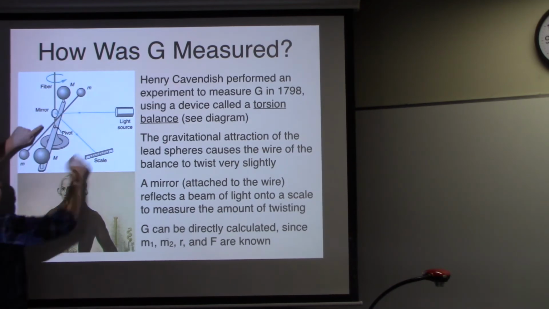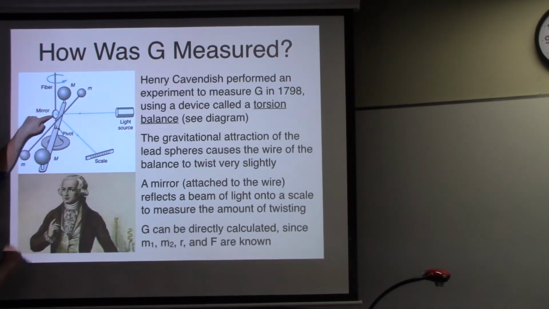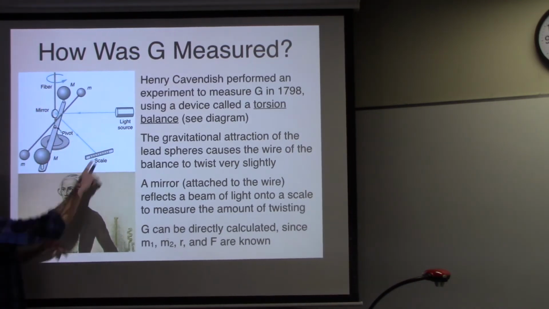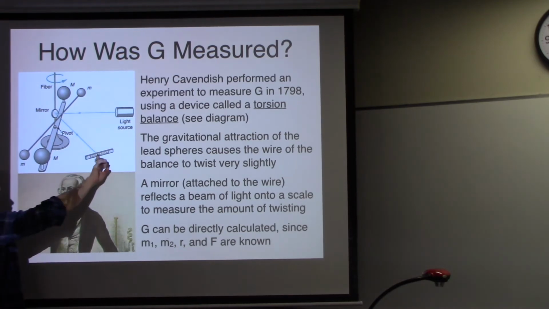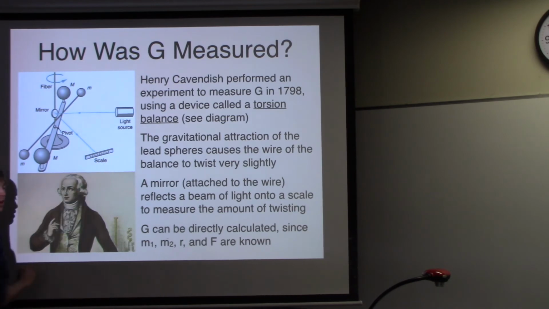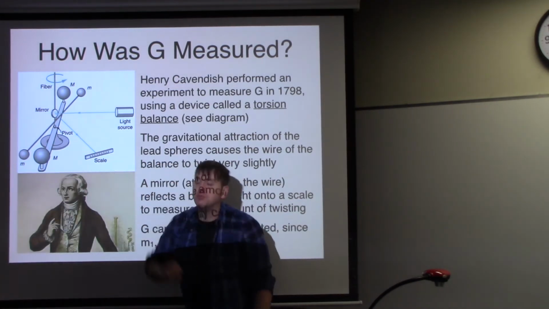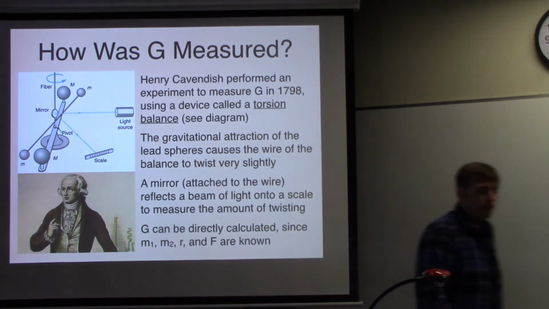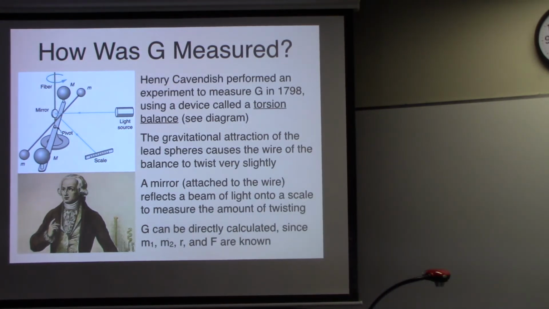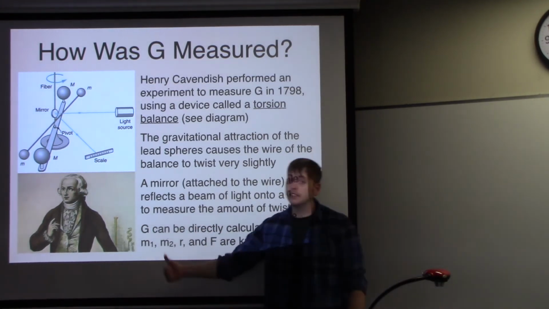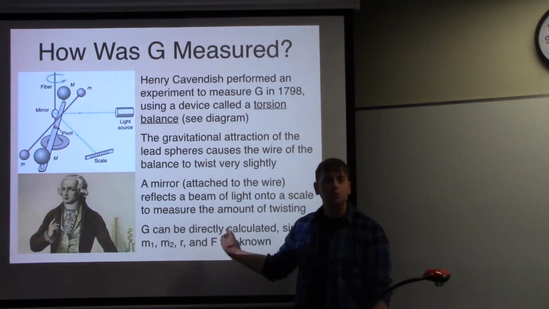So basically, if the light source comes in and the wire twists, then it's going to reflect off the mirror. This light is going to reflect off the mirror in a slightly different place. So we're going to see this beam of light that's reflecting off the mirror kind of move back and forth because the wire is twisting. And just a really tiny amount of movement of that light is how we figure out that the wire is twisting.